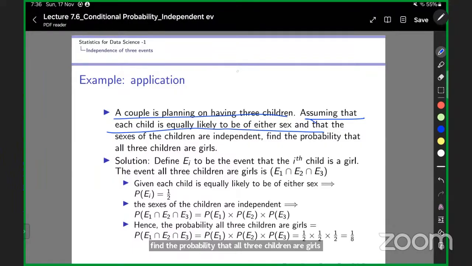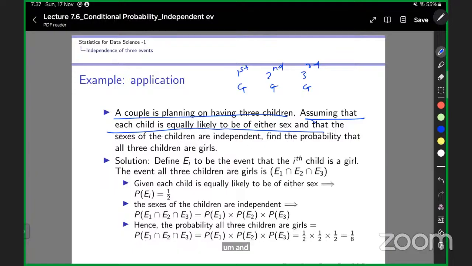So the first child should be a girl, the second also a girl, and the third also a girl. This is what we have to figure out, assuming that each child is equally likely to be of either sex. So here assume that there is a girl and a boy. This scenario could happen, and we want all three to be girls. So how is it possible?